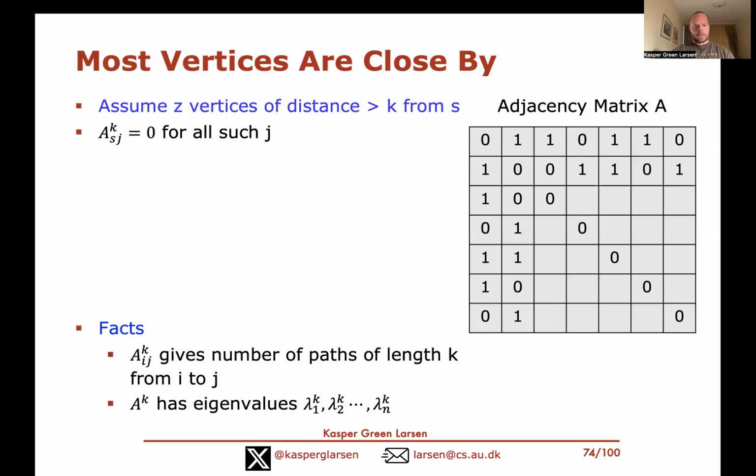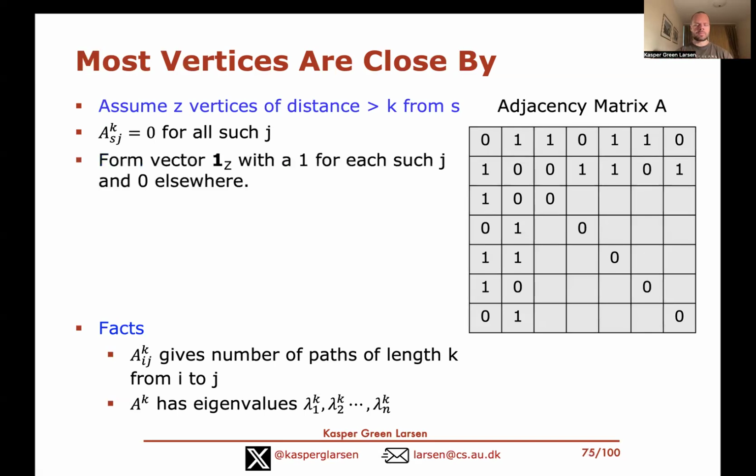Now, just by this first fact, if I look at the matrix A raised to the kth power, then in the row corresponding to the source S, for all of these set vertices, the entry (S, j) has to be 0. Because there's no path of length k from S to this vertex j, just by the definition of these vertices having distance more than k. So we have a bunch of entries in this A to the k in row S that are all 0.